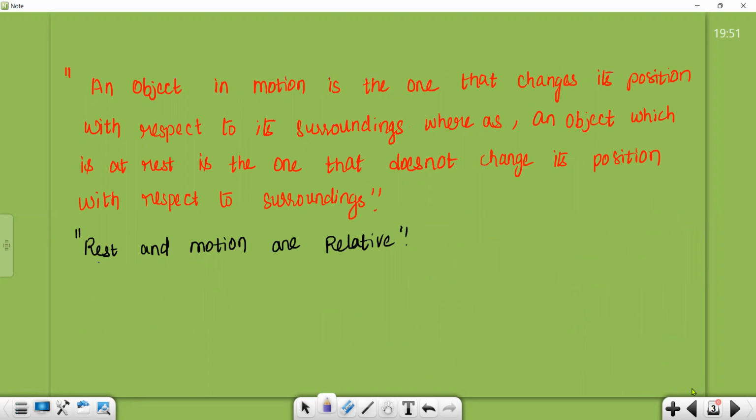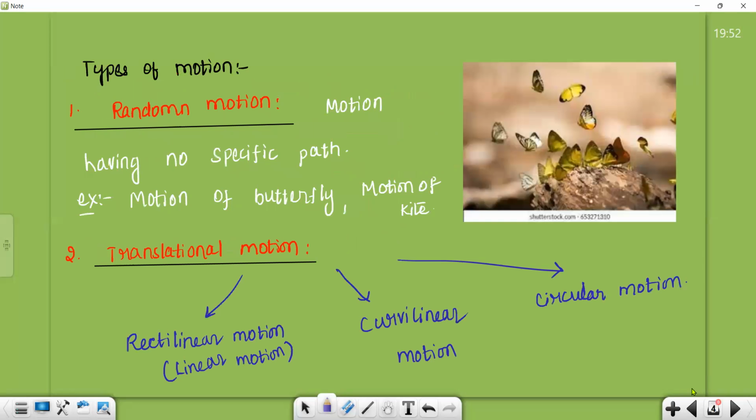Okay. Now next, we always said that whether the object is in motion or at rest depends completely on its surroundings. Isn't it? And the observing point, ma'am. Also where you're looking from. If you look out of the car, you see everything is running. Yes. It also depends on the perspective of how you're looking at it. So, rest and motion are relative.